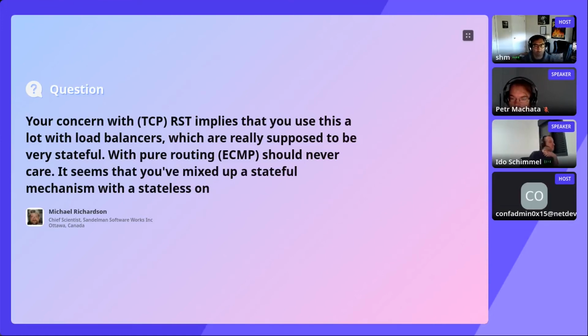It seems that you have mixed up a stateful mechanism. So, I mean, this implementation is used in order to replace a lot of very expensive load balancers where, from what I understand, you are paying the vendor based on the bandwidth. And ECMP is stateless, which is why it is very efficient at forwarding high bandwidths of traffic.